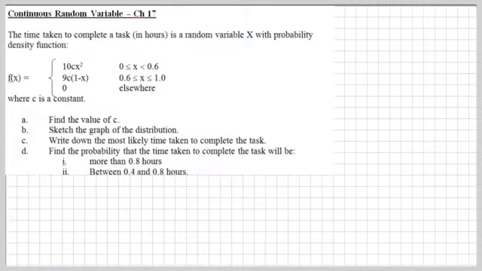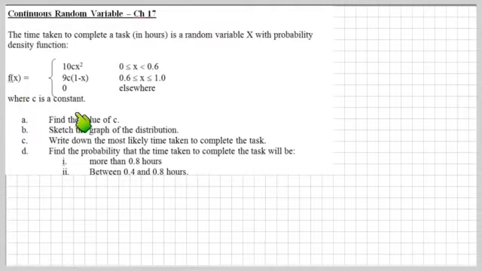Now, we've got the time taken to complete a task in hours as random variable x. That's a continuous random variable x with probability density function as follows. This looks like a quadratic-y thing, a linear thing there, and 0 everywhere else. Fairly typical for a continuous distribution, and this is the probability density function. Now c is a constant apparently.